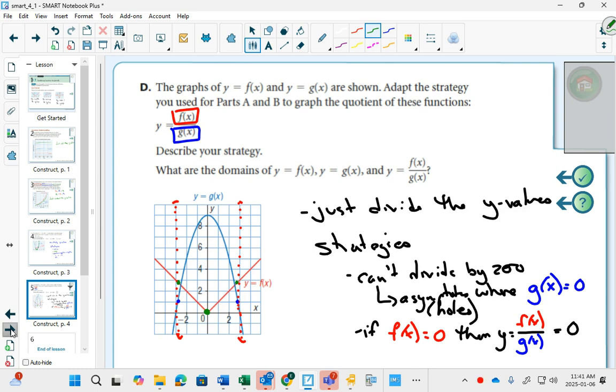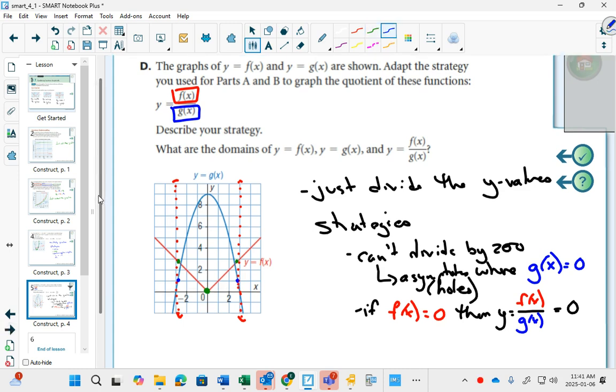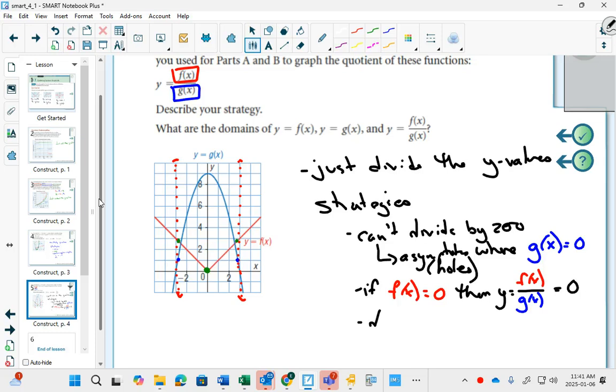Excellent. So, we'll write that down. So that would be the g of x equals 1, not the f of x. We're only worried about where the blue graph is equal to 1.